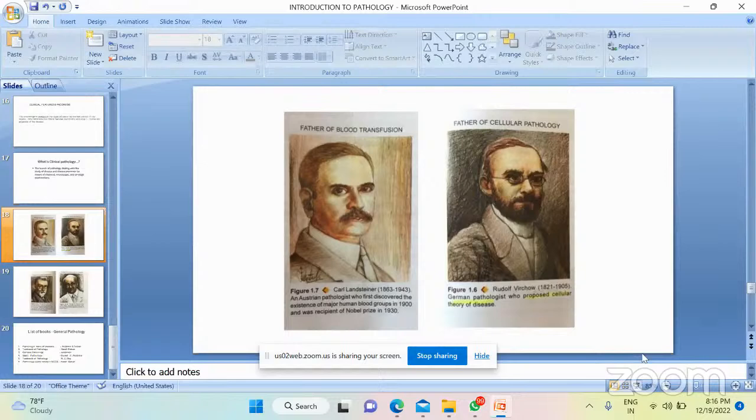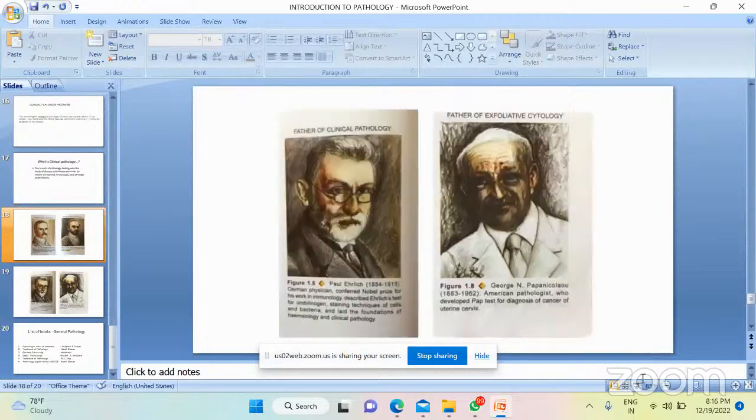Then the next one is the father of cellular pathology, Rudolf Virchow. He was a German pathologist who proposed the cellular theory of disease. Then the next one is the father of clinical pathology, Paul Ehrlich, born in 1854 and died in 1915. He was a German physician who received a Nobel Prize for his work in immunology, described Ehrlich's test for urobilinogen, developed staining techniques for cells and bacteria, and laid the foundation of hematology and clinical pathology.